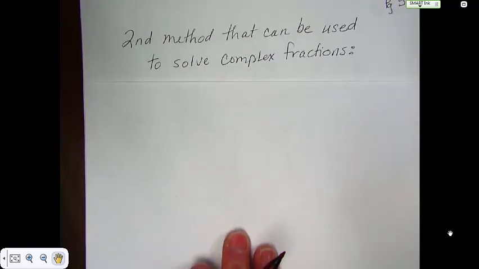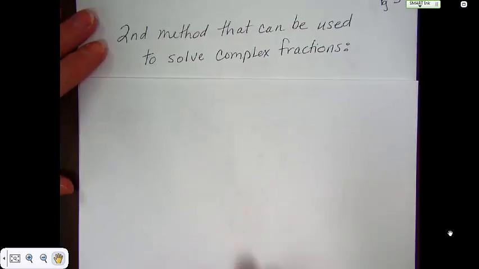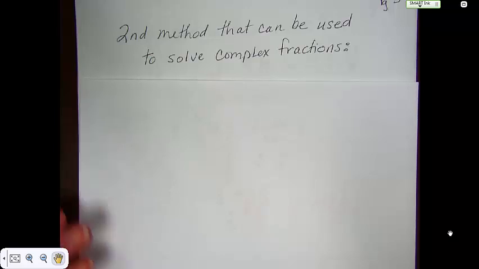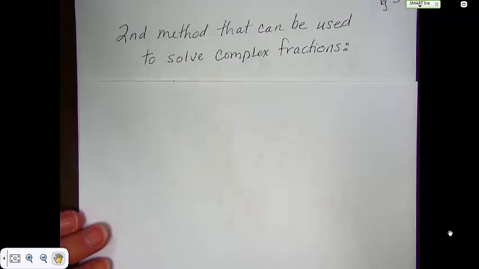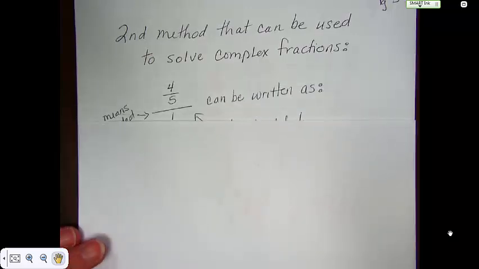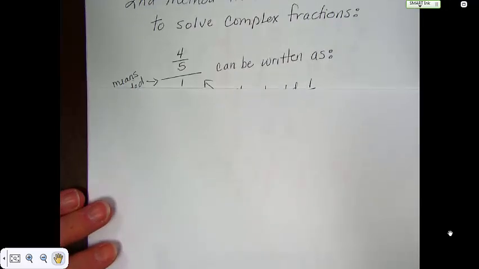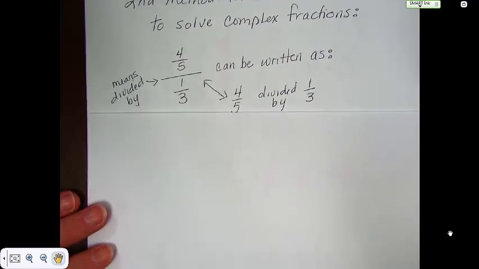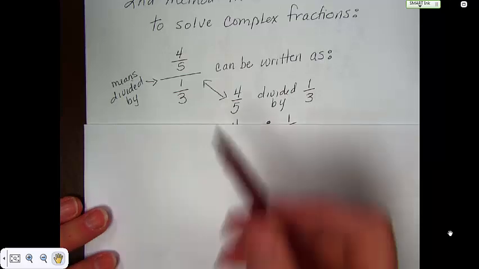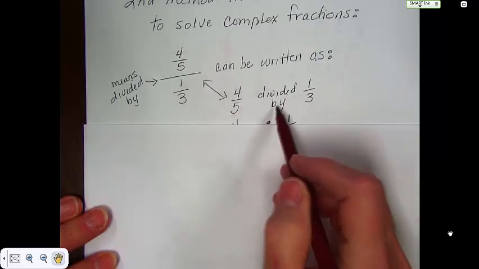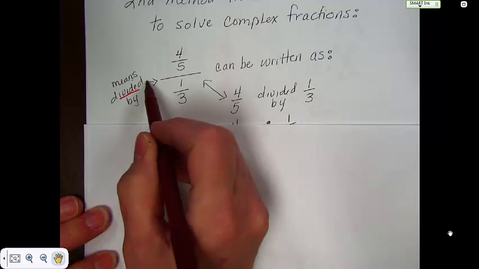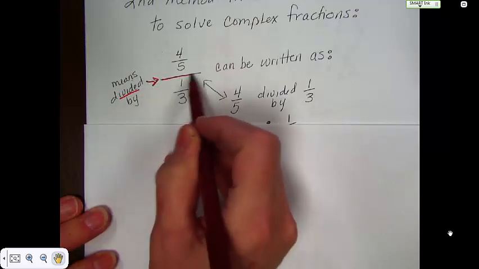Okay, now, there is a second method which you might be kind of familiar with, and once you see it you'll go, oh yeah, I know what this is. This is also a method to solve complex fractions. So when you see a complex fraction, you actually have 2 ways to do it. Okay, so we have 4/5 over 1/3. This can be written as 4/5 divided by 1/3, because this little line right here means divided by.